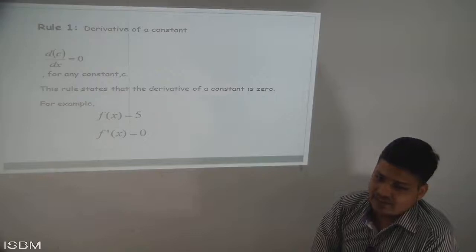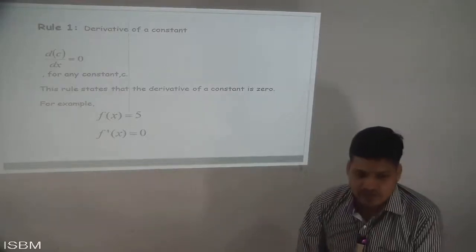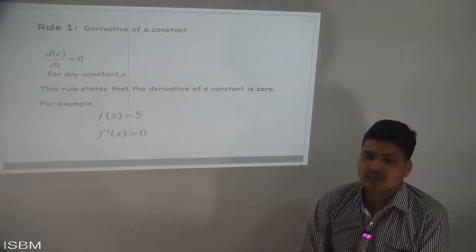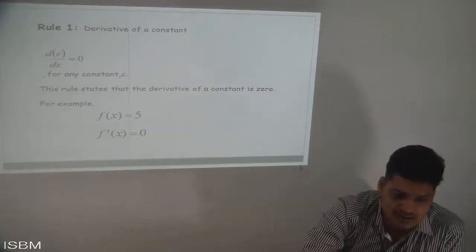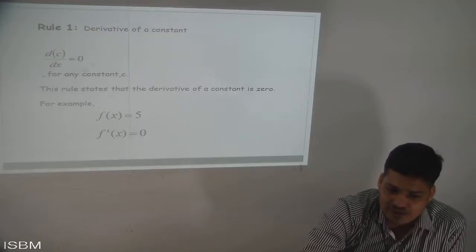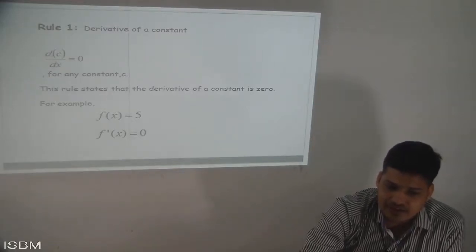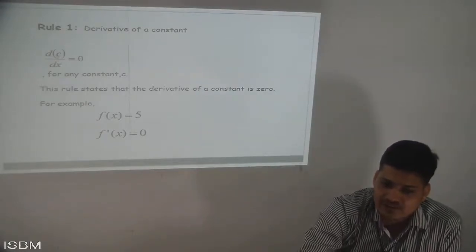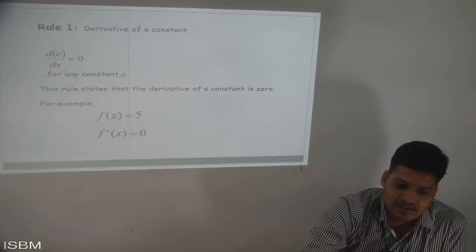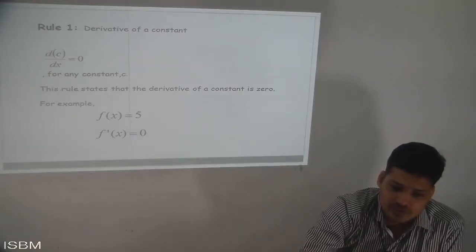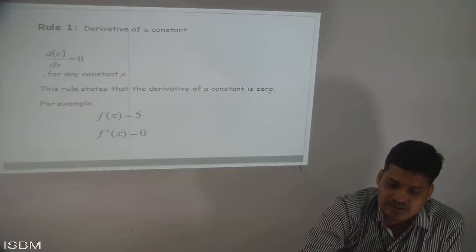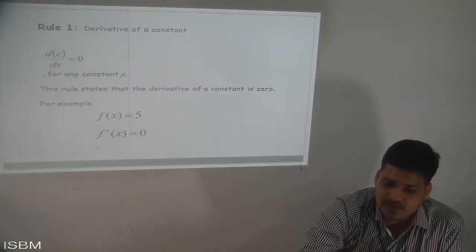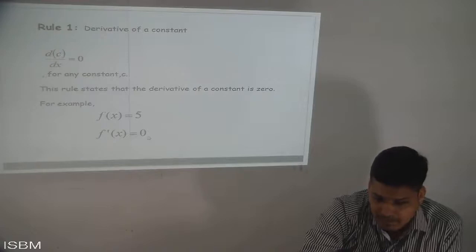So you can see the derivative of a constant. Always do remember, the derivative of any constant will be 0. So here dc upon dx is equal to 0. This is how we denote the derivative. For any constant, the derivative will be 0. The rule states that the derivative of a constant is 0. For example, f x is equal to 5 and f dash x is equal to 0. 5 is nothing but a constant value, so its derivative will be 0.